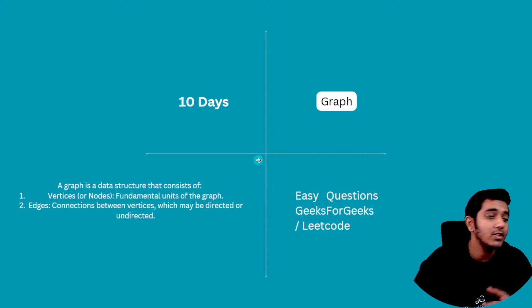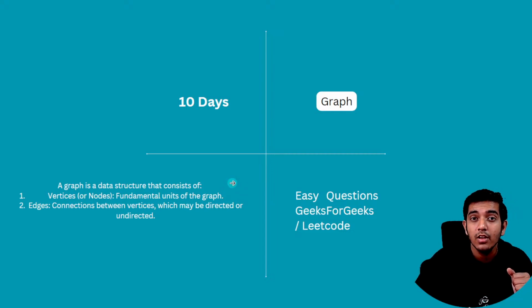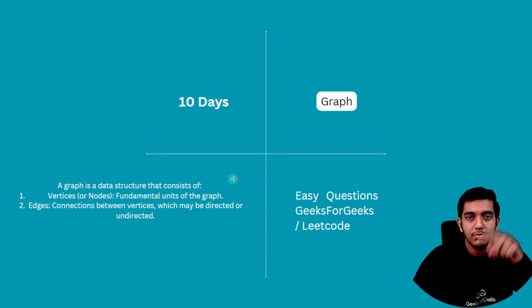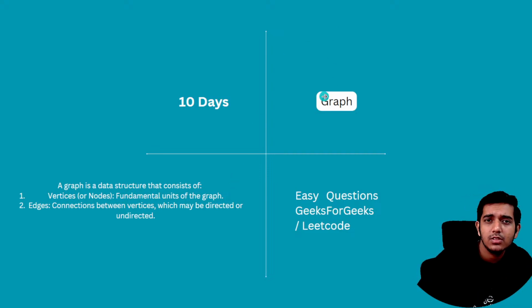So graph is a data structure which consists of vertices and edges. You can search more about it in courses or tutorials, but right now you must know this. Graph is generally used in concepts like if you want to build Google Maps. So how does Google Maps find the shortest path? It actually finds it with the help of graph. So yeah, you can again solve easy questions at Geeks for Geeks and LeetCode.